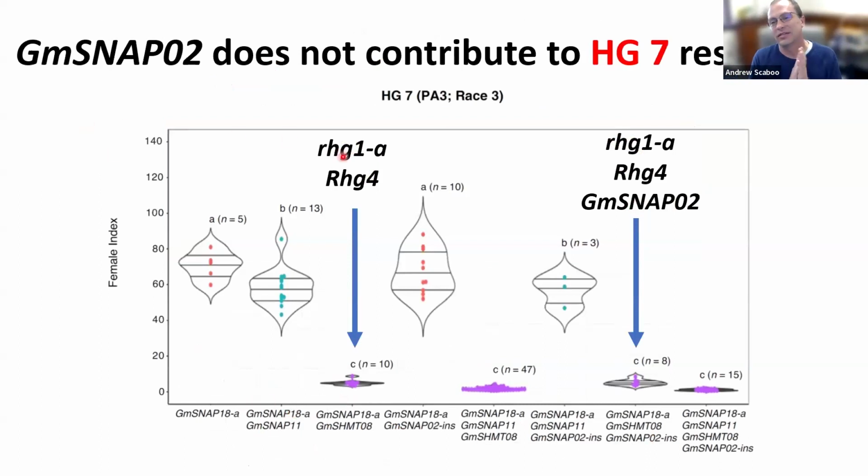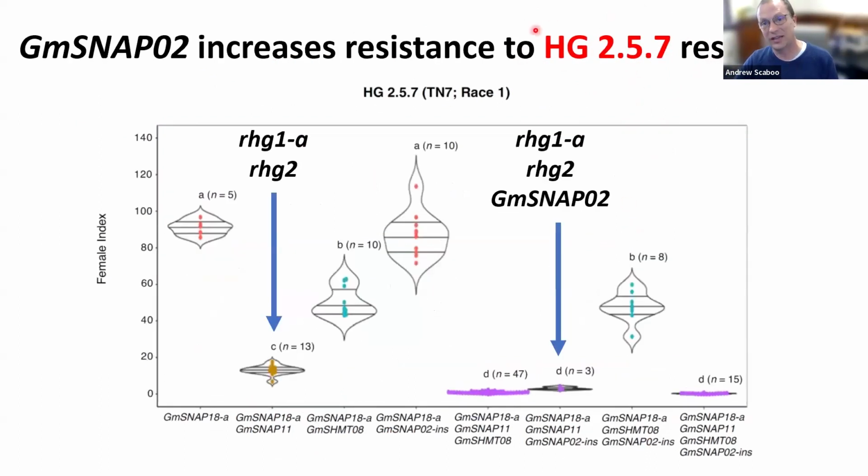So I want to say once again, this gene does not contribute to this HG7 type of resistance, right? But this is the type of population that you do not find in farmers' fields anymore. What you do find is HG257, and this is where we increase the resistance.